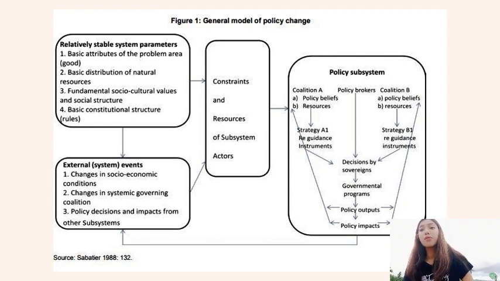So this model is composed of several parts. The relatively stable system parameters, this can be within and outside the subsystem. It influences the external events. Both of these impact the constraints and resources of subsystems. That's why constraints and resources of subsystems is in the center, because both the relatively stable parameters and the policy subsystem impact the constraints and resources of subsystems.